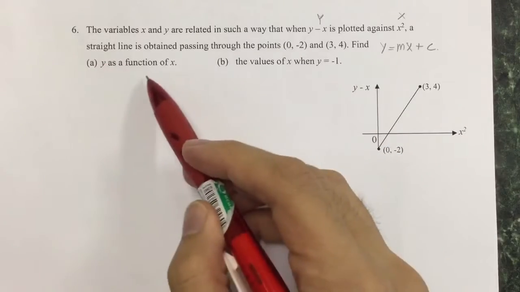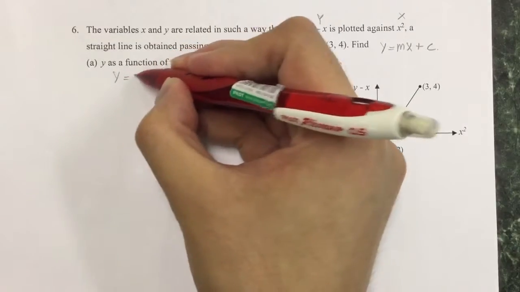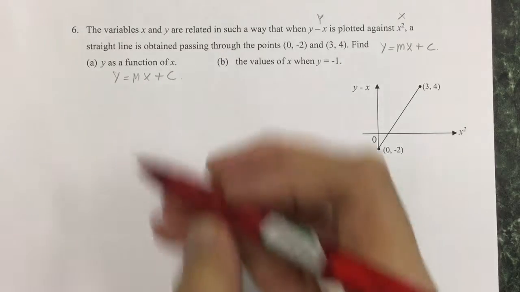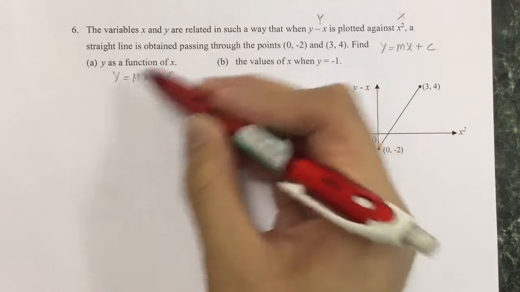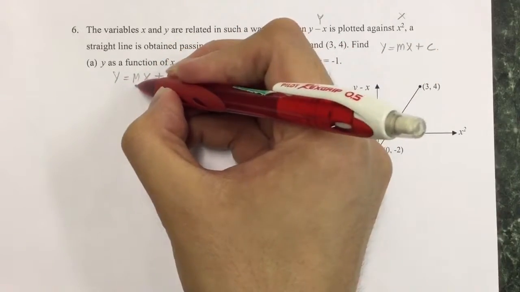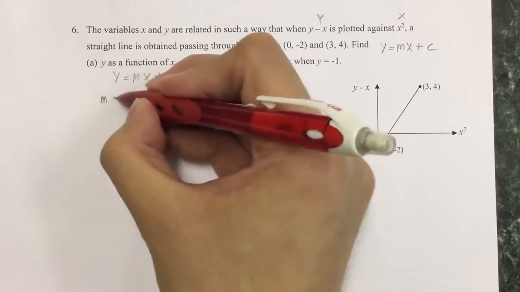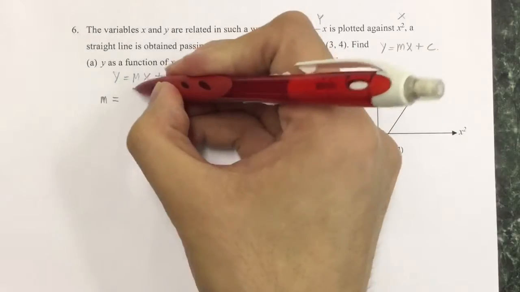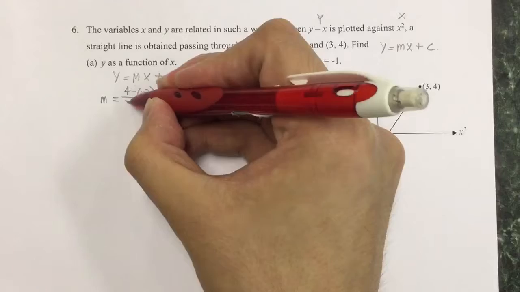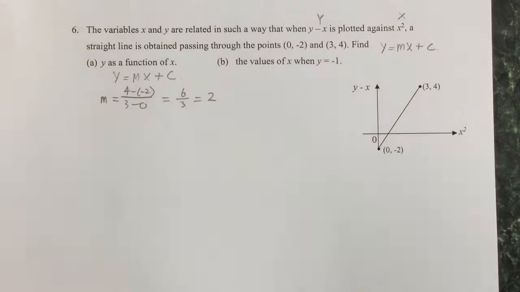Okay, so first thing, find y as a function of x. So we know we are going to form this equation, a linear expression form. As of now, we are going to find our gradient first, just like in the previous example. So gradient, just take the values here straight. We have 4 minus negative 2 over 3 minus 0. Okay, we get 6 over 3, which is a positive 2 as the gradient.